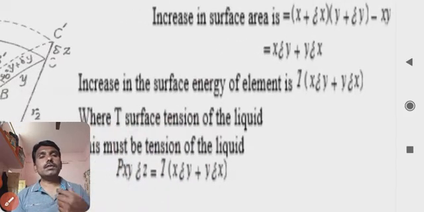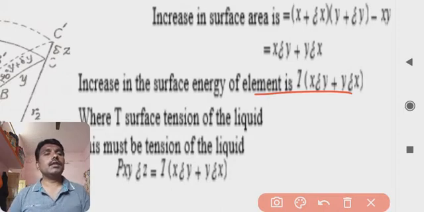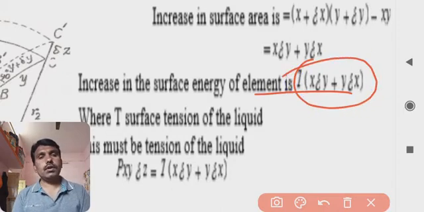म्हणजे increase in the surface area आला x into del y plus y into del x. त्याला जर समजा टेन्शनने मल्टिप्लाय केलं तर मला मिळणारा increase in the surface energy, how much amount of surface energy is going to be increased, that is T into x del y plus y del x. Now where T is nothing but the surface tension of the liquid.